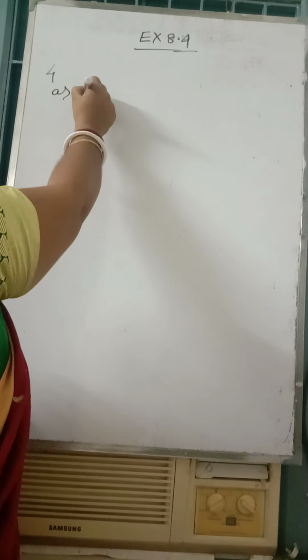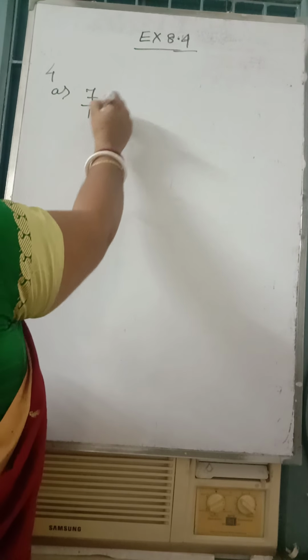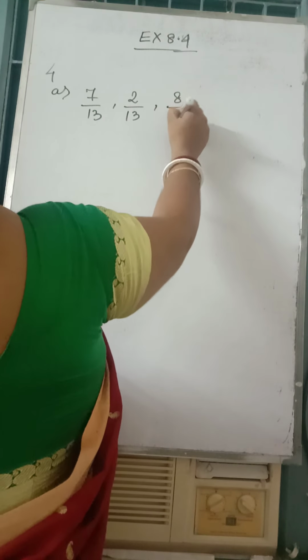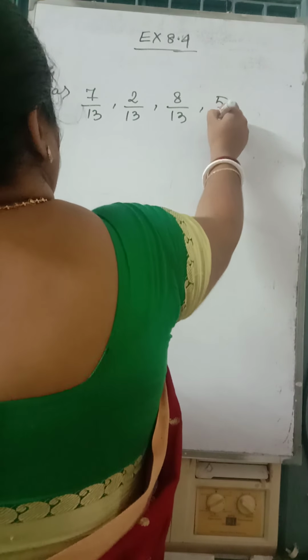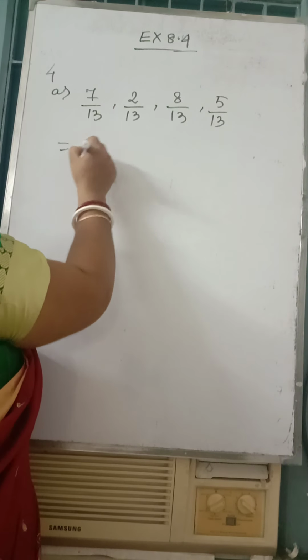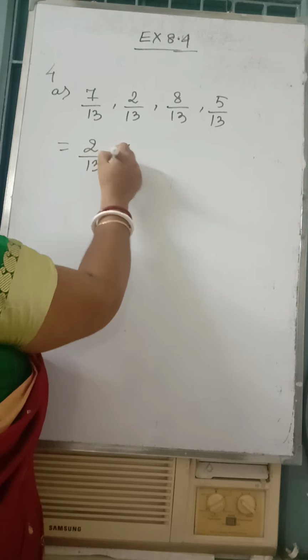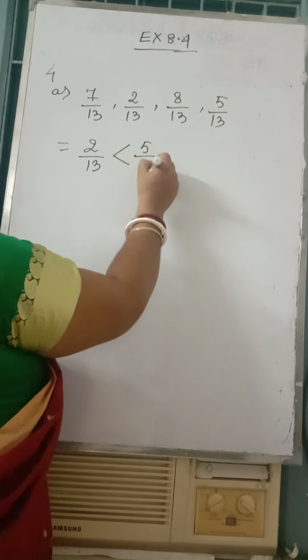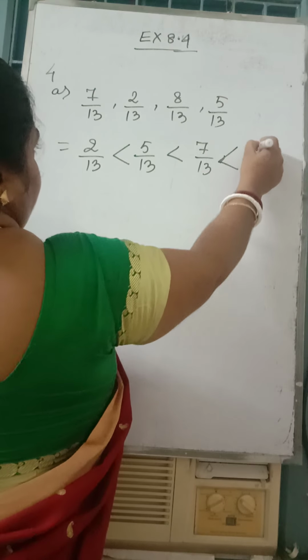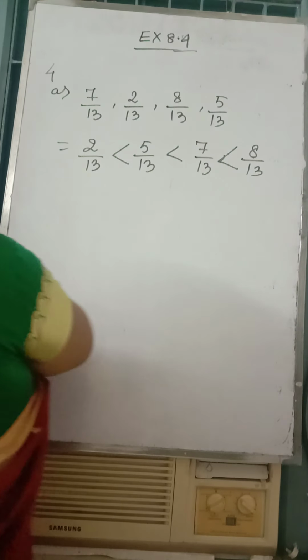For A, 7 by 13, 2 by 13, 8 by 13 and 5 by 13. If this is in like terms, which is the least numerator you have? 2 by 13 would be the smallest fraction, then 5 by 13, then 7 by 13, then 8 by 13. Is it? This is the ascending order.